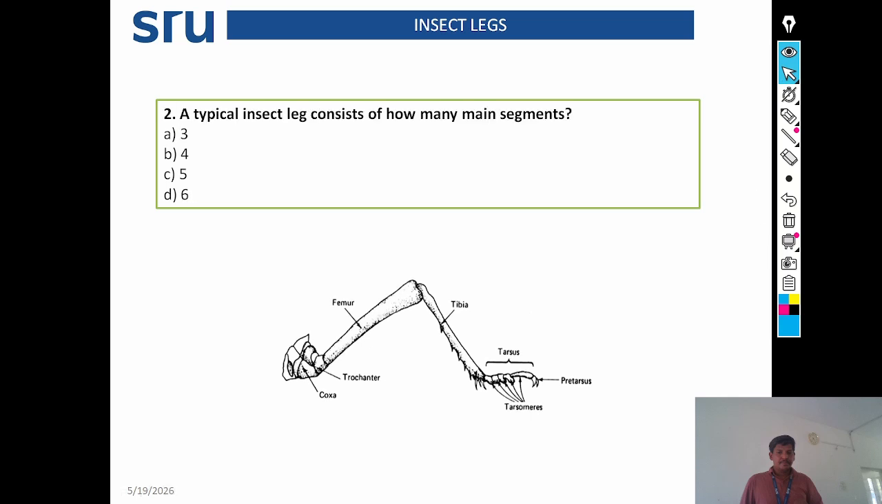A typical insect leg consists of how many segments? 3, 4, 5 or 6? See here, the typical segments are Coxa, Trochanter, Femur, Tibia, Tarsus. This Tarsus ends in Pretarsus. So totally in an insect leg 5 main segments are there.